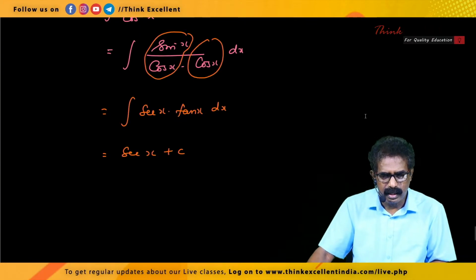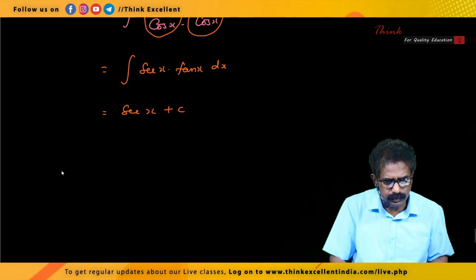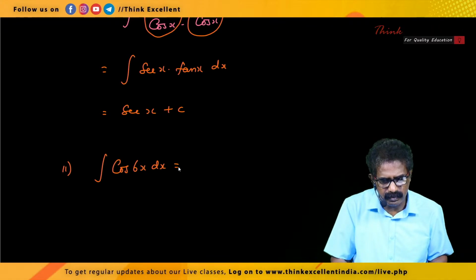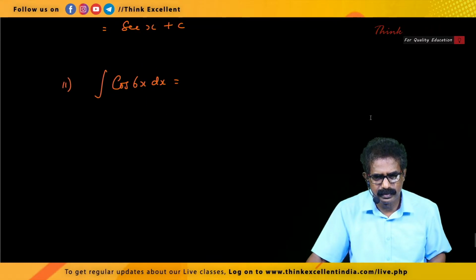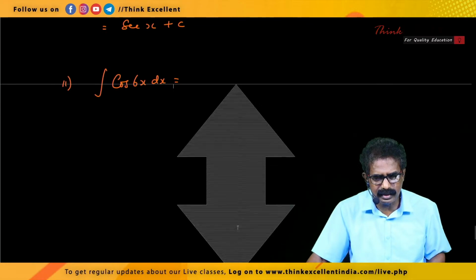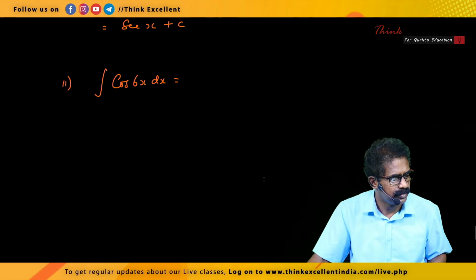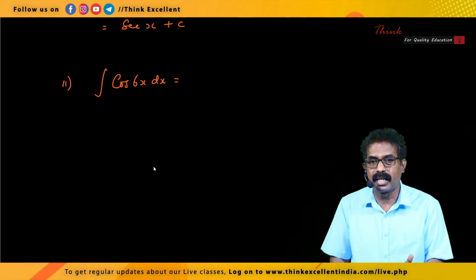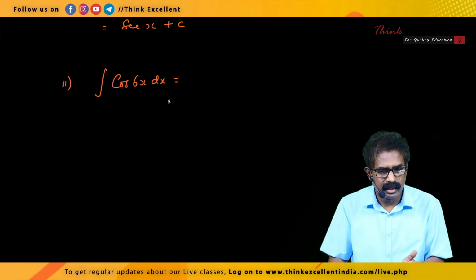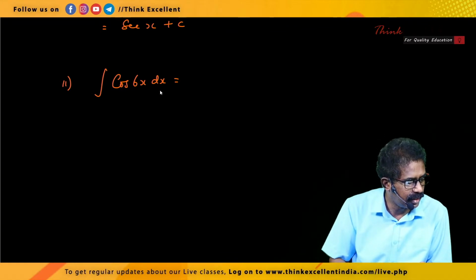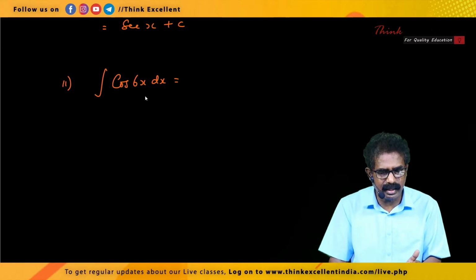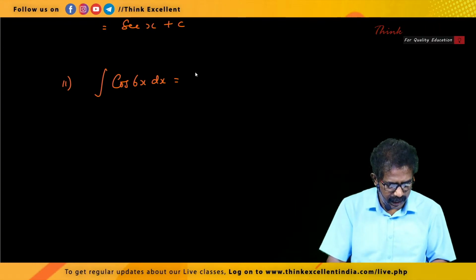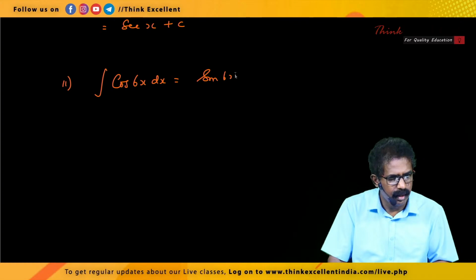Okay, good. Now, we'll go to the next question. Integral cos 6x dx. Very simple question. Cos integration, you know, right? Cos integration is sine only, right? So your answer is sine 6x by 6 plus c.